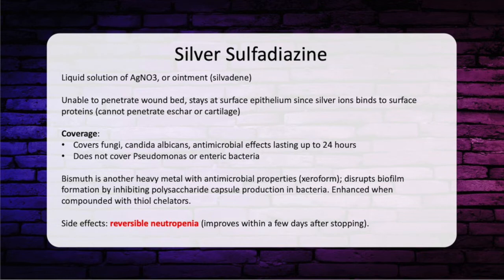Bismuth is another heavy metal with antimicrobial properties. That's usually what you see in zero form. And that works by disrupting the biofilm formation by inhibiting polysaccharide capsule production in bacteria. It's enhanced when compounded with thiol chelators. The most important side effect for the Silvadene is reversible neutropenia.